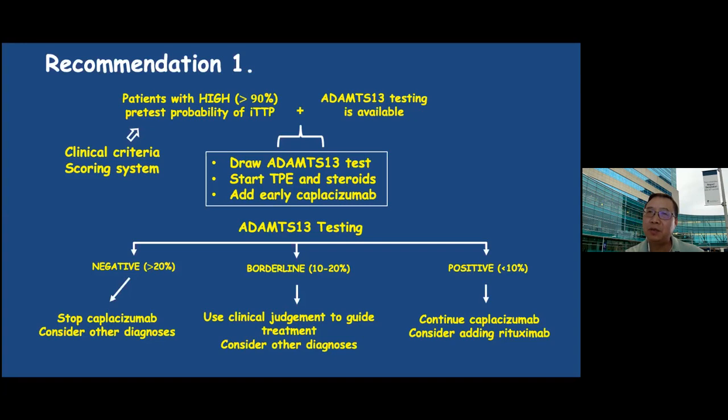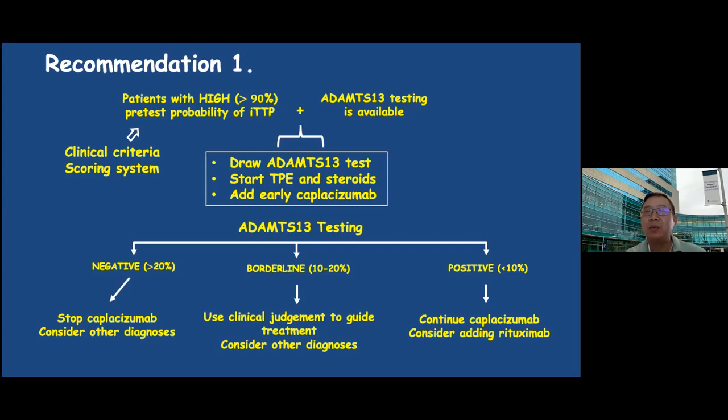If ADAMTS13 comes back greater than 20%, we consider this a negative test, meaning that you don't have TTP. In this case, we recommend stopping caplacizumab, plasma exchange, and corticosteroid, and looking for other diagnoses. You may not have TTP, even if you have thrombocytopenia and schistocytes. You may have a different disease, which we're not going to talk about today, but that's what this recommendation is about.